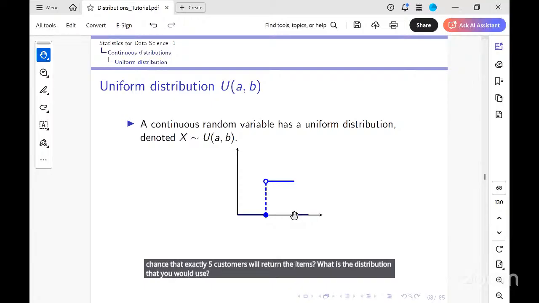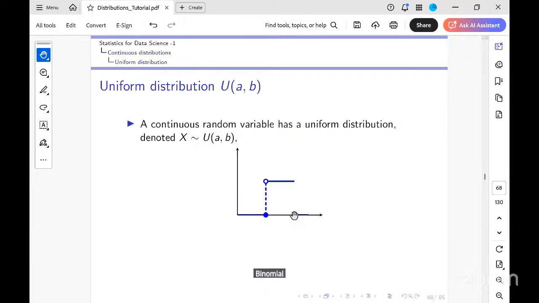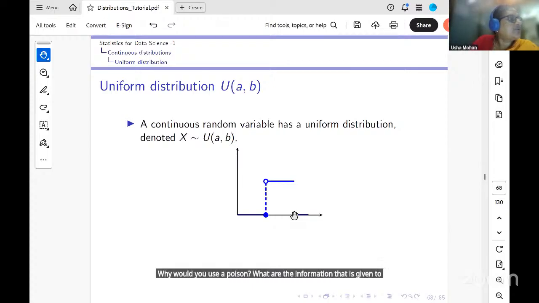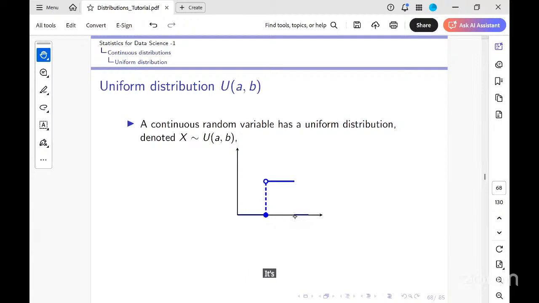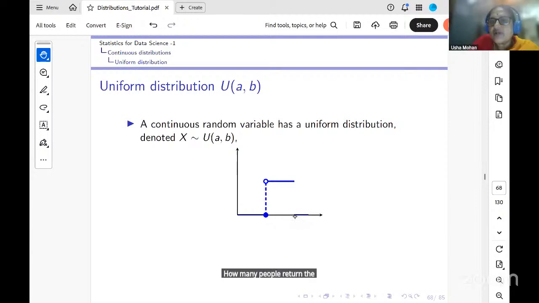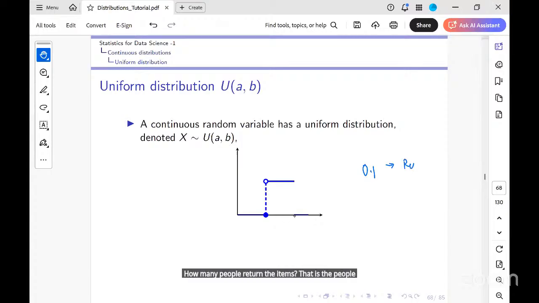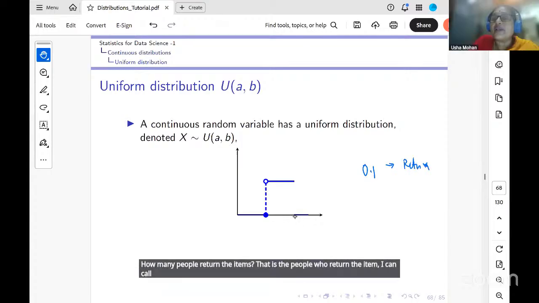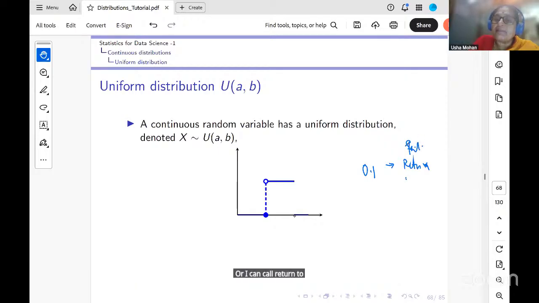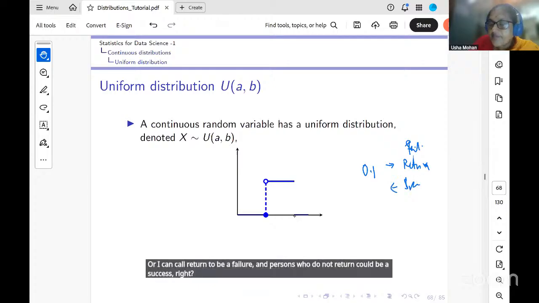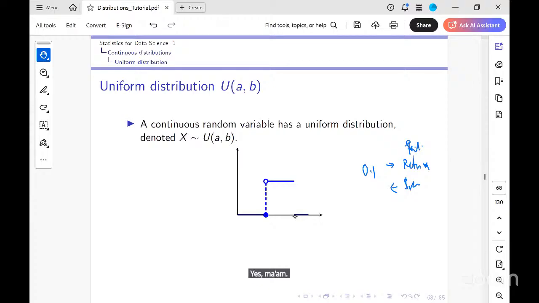Binomial. Poisson distribution? Why would you use a Poisson? What is the information that is given to you? It's binomial. The probability of a return is 0.1, and 5 is the number of people who return the item. I can call a return a success, or I can call a return a failure, and persons who do not return could be a success, right? Yes, ma'am.